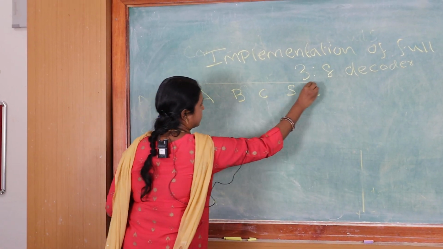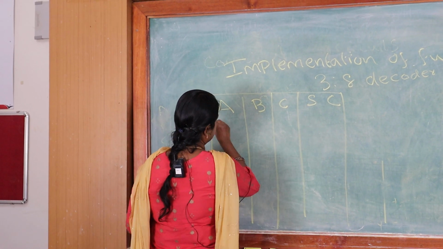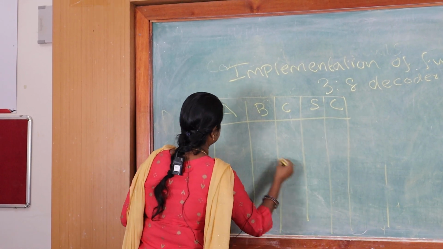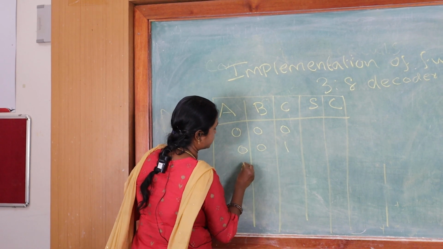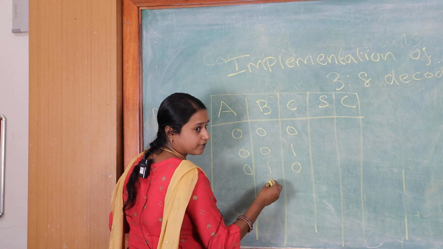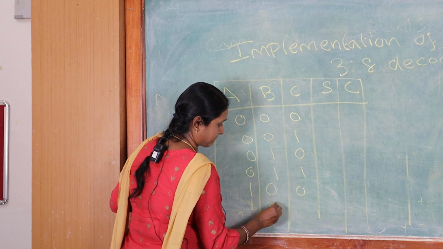After declaring inputs and outputs, we have to frame the truth table. So the 3-bit truth table will go from 000 to 111.